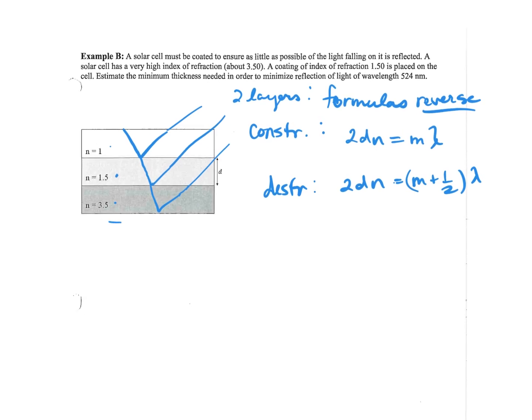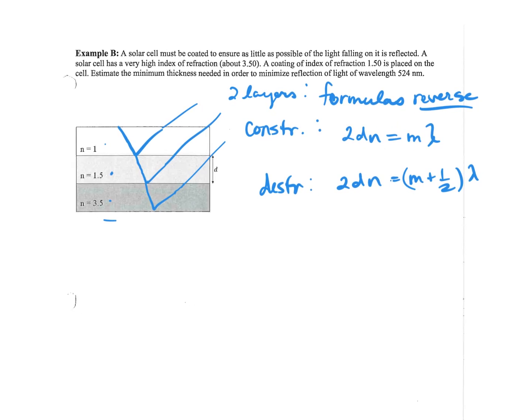All right, let's look at our problem. A solar cell is coated to ensure as little light as possible is reflected, and we want the minimum thickness. The solar cell has a high index of refraction, but the coating is what we're interested in, which is 1.5, so n is 1.5. Minimum thickness means m equals 0. To minimize reflection of the light wave, we have lambda equals 524 nanometers. Minimizing reflection also means it is going to be destructive.